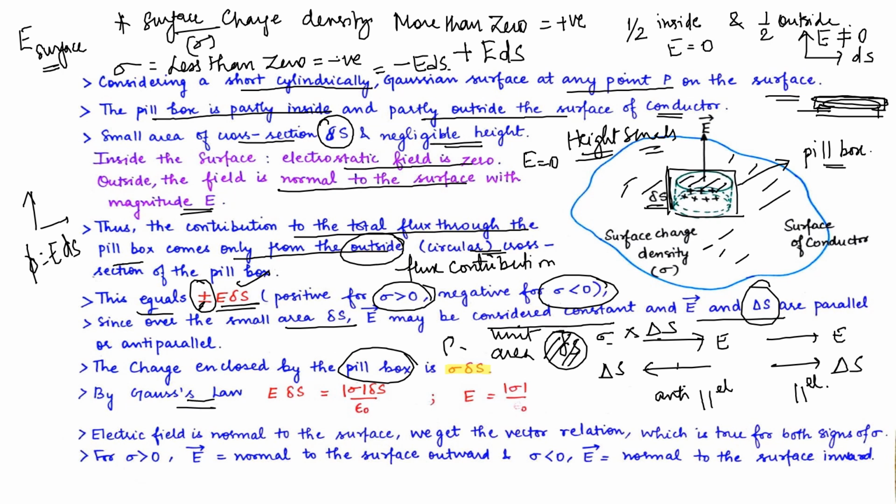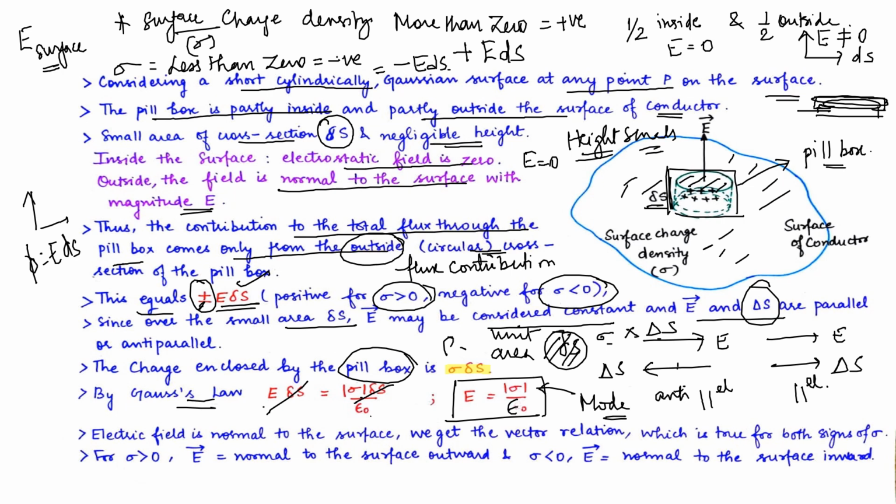By Gauss's law, E ΔS equals σ ΔS by epsilon naught. This ΔS and this ΔS will cancel, and for E we will get E equals σ by epsilon naught. We have taken σ in the mod, so that we can define it with positive values. It is defined for negative as well as positive values, but for our electric field, the solution should be positive. Electric field cannot be negative.